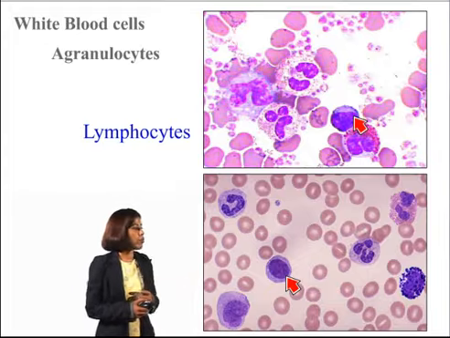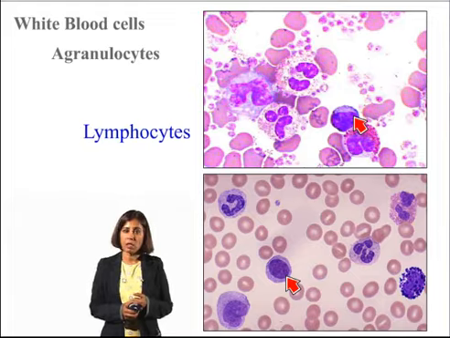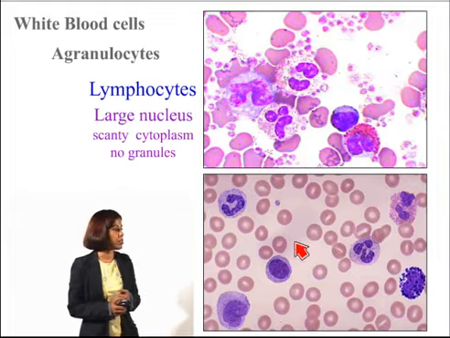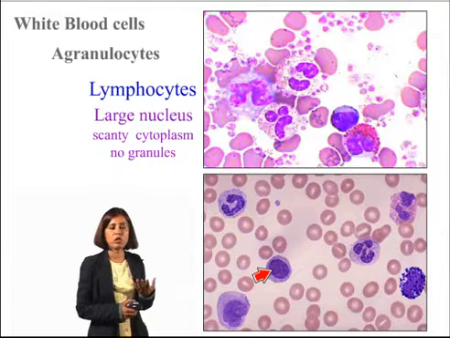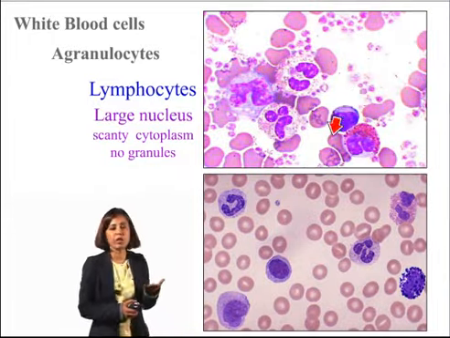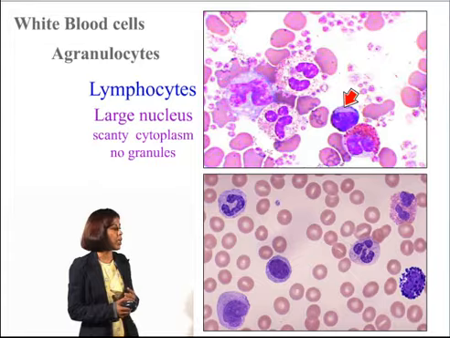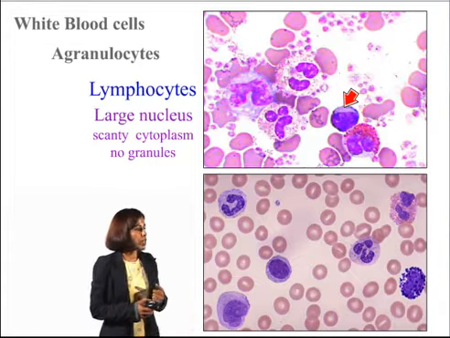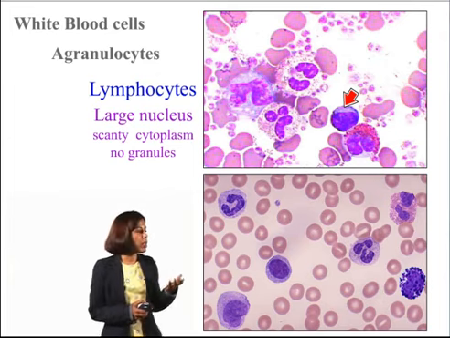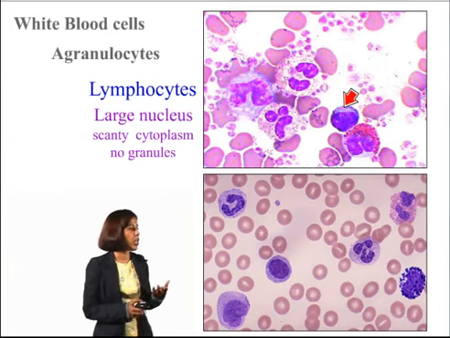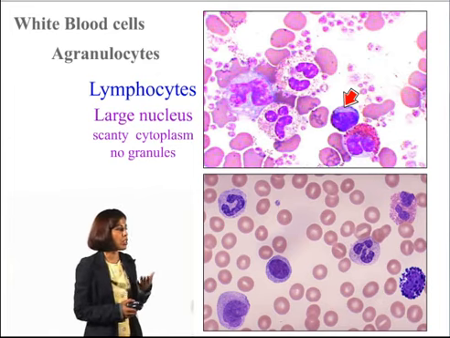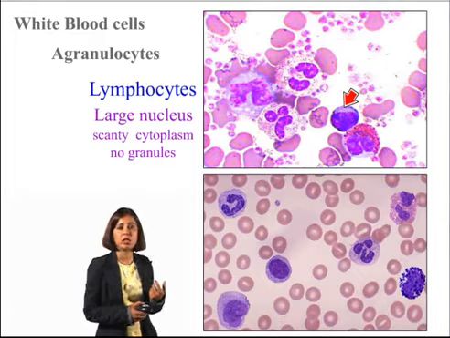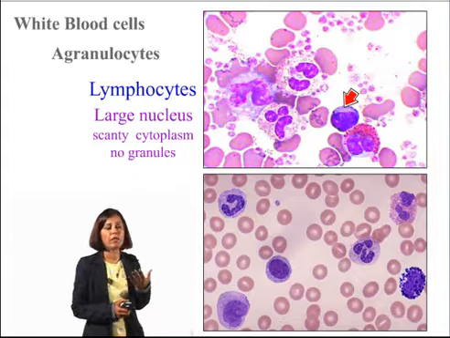And here we have the arrows pointing to the lymphocytes. And what you notice about them is they have a large nucleus, very little cytoplasm. And obviously there are no granules. That's why we call them agranulocytes. When you look at the cytoplasm, you see how little there is of the cytoplasm, which tells you that this cell is not capable of phagocytosis, because in order to phagocytose, the cells need to have a lot of cytoplasm.